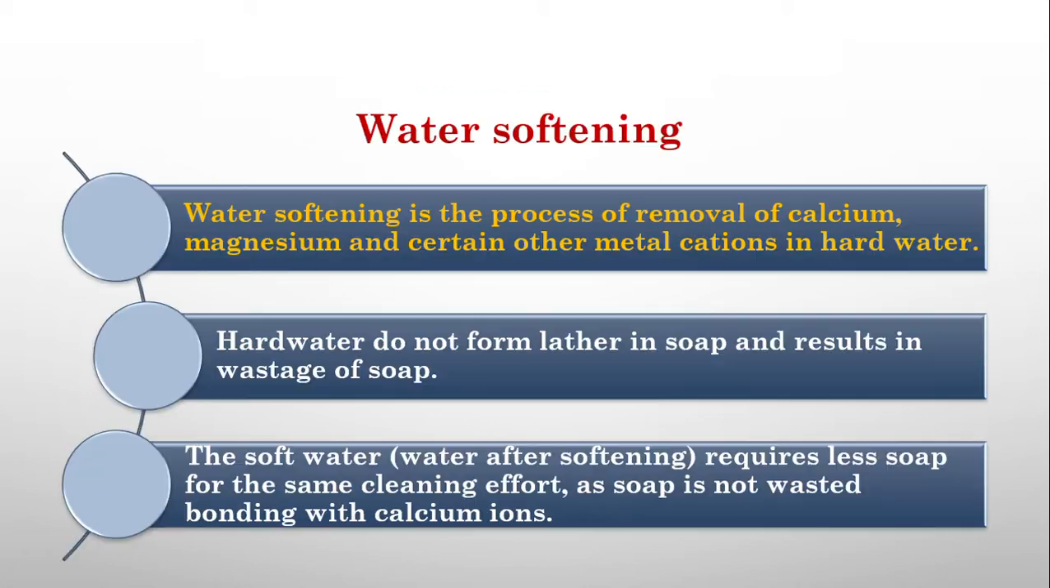Water softening is the process of removal of calcium and magnesium and certain other metal cations in hard water. You all know that hardness of water is caused by the salts of calcium and magnesium. It may be bicarbonates, sulfates, chlorides, etc. Many salts are there, and all these salts are the reasons by which water is hard. For removing the hardness of water, we have to remove the salts of calcium and magnesium. So this is the purpose of water softening.